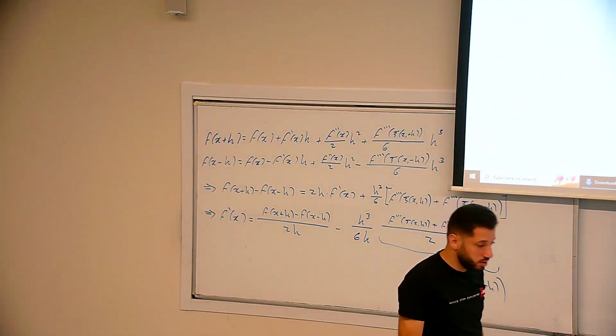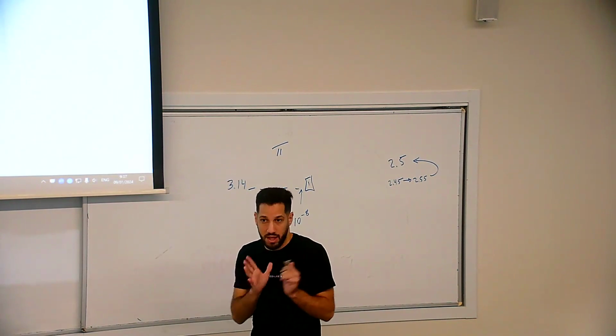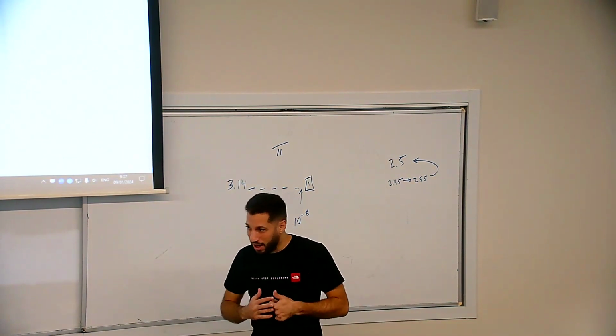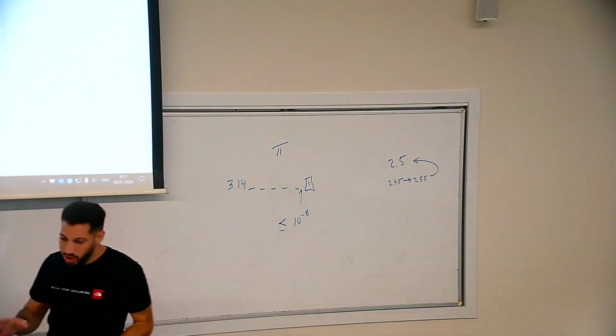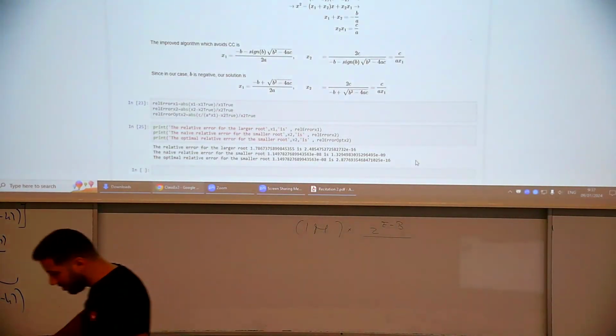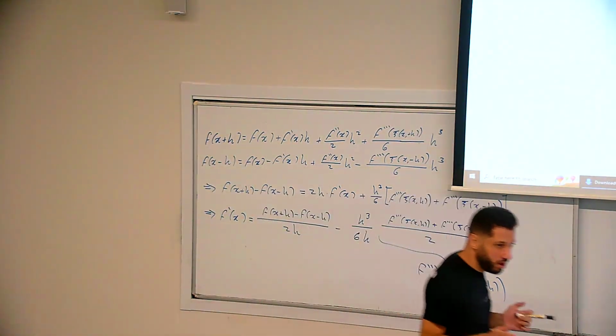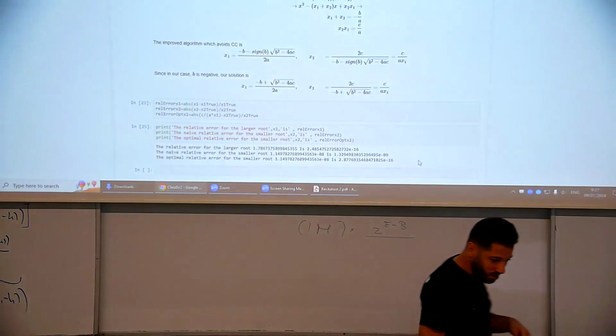So here is an example of how we try to manage errors when we know the mathematical background. So we always have to use our mathematical knowledge in order to build good algorithms with small errors. This is a very simple example.